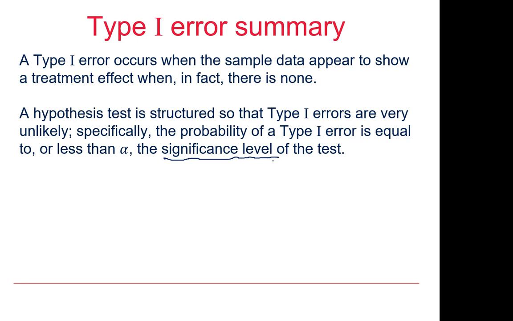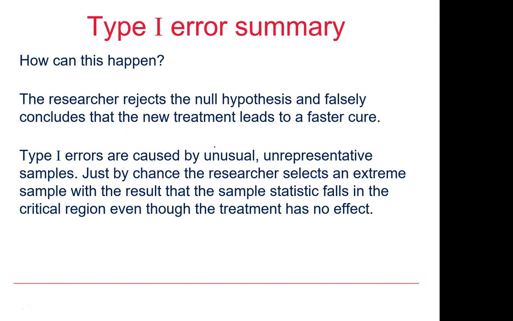So it's the basis of a very small probability of something occurring, bearing in mind the null hypothesis is correct, that will lead us to say no, because what I've seen would only happen such a small percentage of the time, I think I have evidence to reject the null hypothesis. So the probability of a type 1 error is always equal to or less than the significance level of the test. So how can we have a type 1 error?